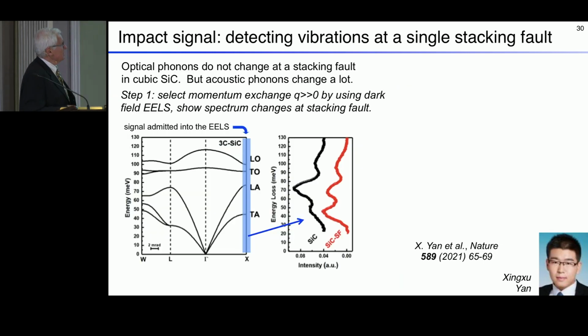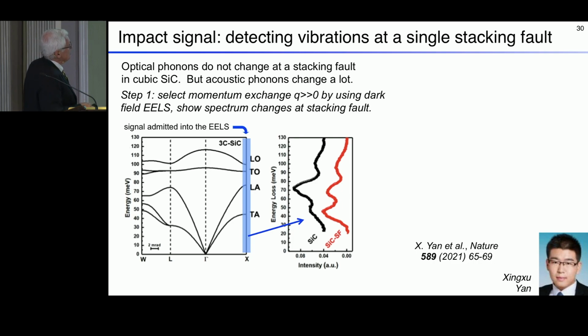And here's looking at a particular defect, a stacking fault in silicon carbide, 3C silicon carbide, and we want a good spatial resolution. So the first step is we don't look at the gamma point, which is the forward scattering. We look at the X point. So this is work done at University of California, Irvine by Xingshu Yan.